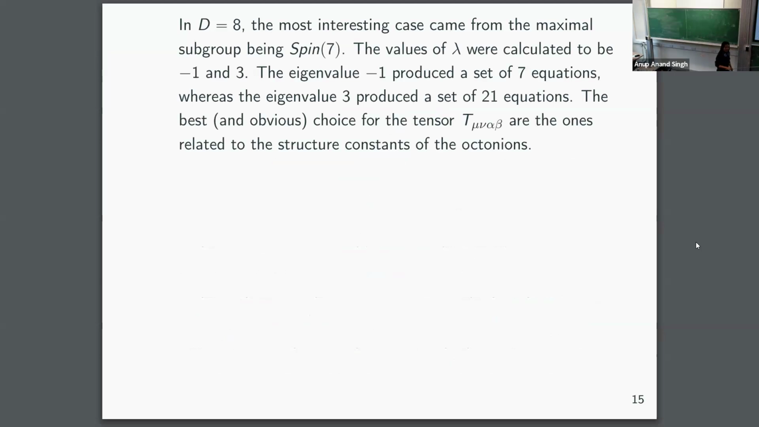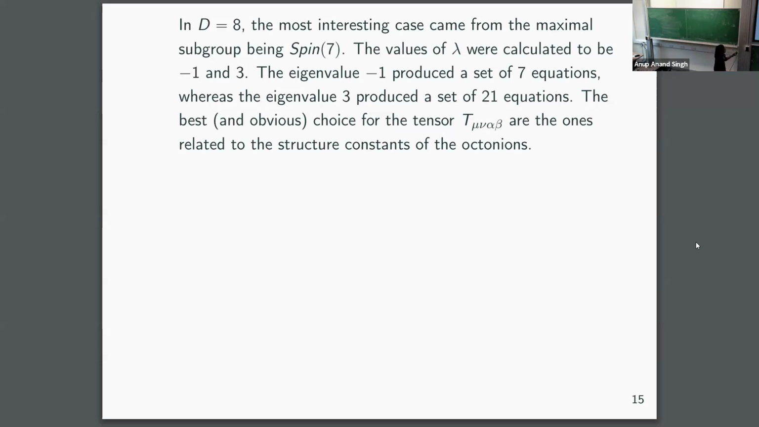So they looked at dimensions 5, 6, 7, and 8. They stopped at 8. So for dimension 8, they of course tried all the maximal subgroups of SO(8), and it turned out the most important case was when that subgroup is Spin(7). And the values of lambda were also calculated to be -1 and 3.